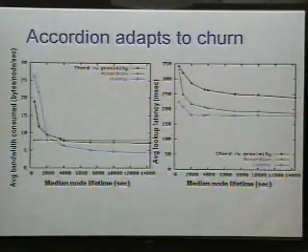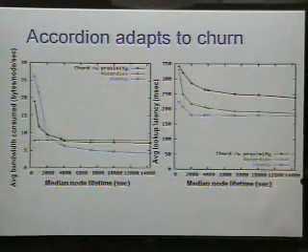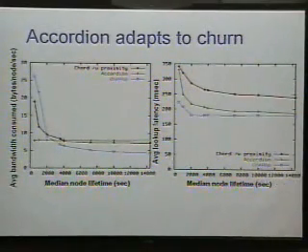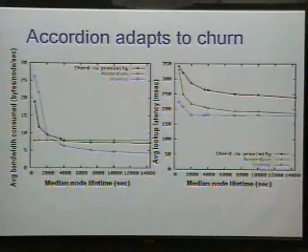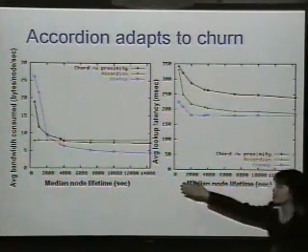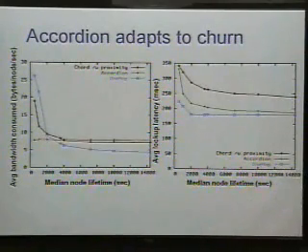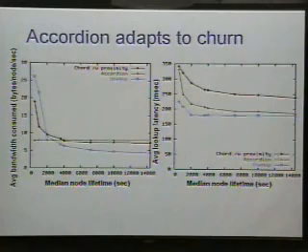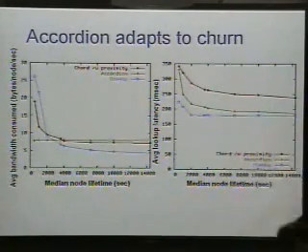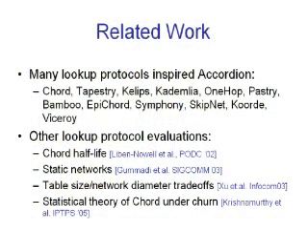With Chord and one hop, you can see the bandwidth consumption scales linearly with the churn rate, so it scales inversely with the median node lifetime. And Accordion is able to hold that constant. For the lookup latency, when the network is stable, it approaches the performance of one hop. And when the network is very unstable, it has to keep a much smaller routing table size, so it essentially approaches the performance of Chord while holding the bandwidth consumption constant.